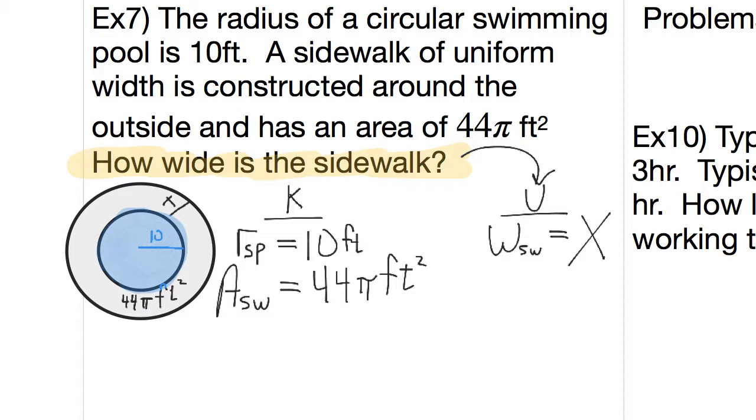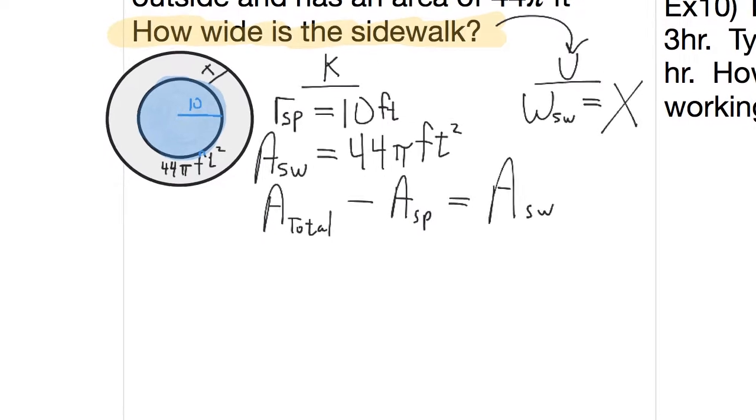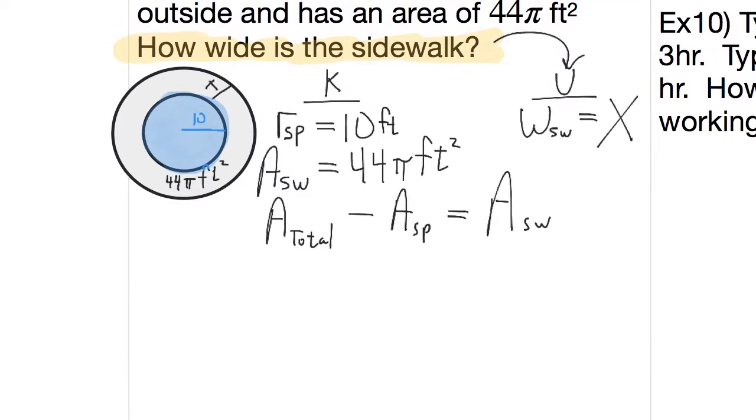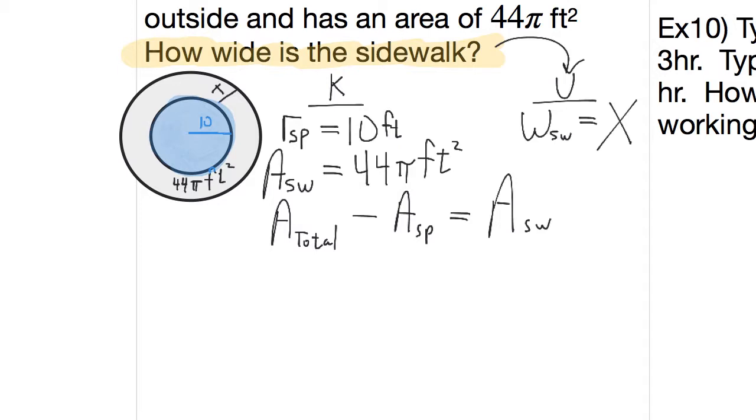Once we do that, then we can start to write an equation. And it looks like this. The total area minus the area of the swimming pool is going to equal the area of the sidewalk. You take the total donut area, the circular area, and subtract out the donut hole, you're left with the area of the donut itself. So then we can start filling things in.